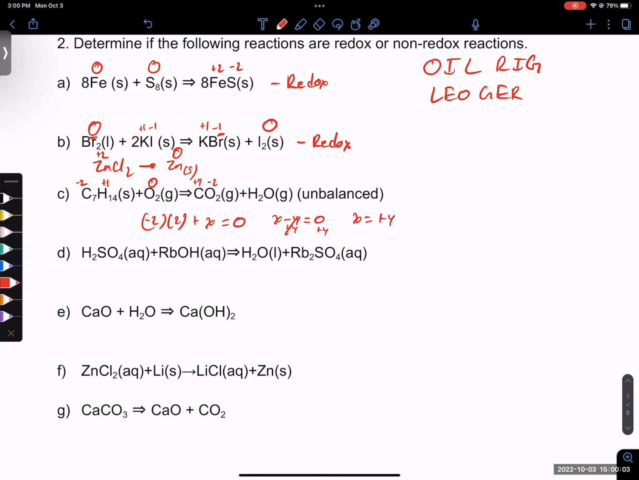Then your water, it's -2 for oxygen, and then +1 for hydrogen. Do we have to balance it first? Oh, you don't. I was just stating that it was unbalanced, just so y'all don't get confused. Whether it's balanced or not, oxidation numbers should not change, because whether you have one molecule of heptane or two molecules of heptane, you would expect the oxidation number of each atom in heptane to be the same, right?